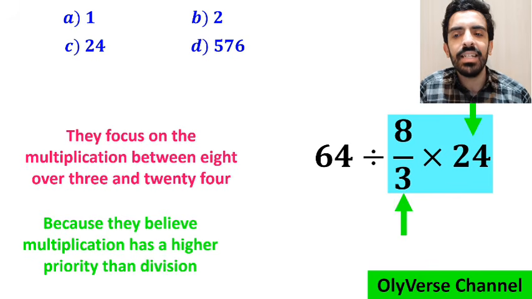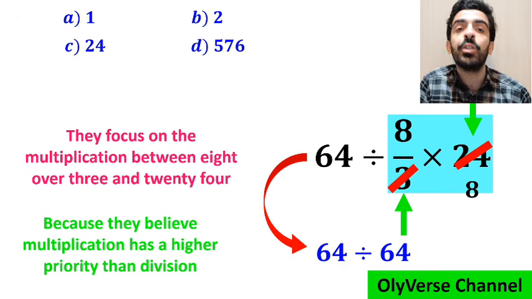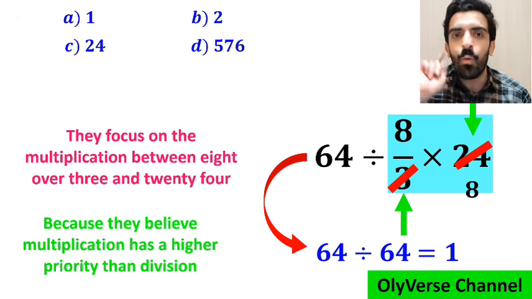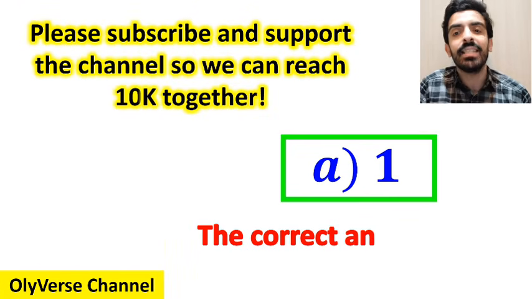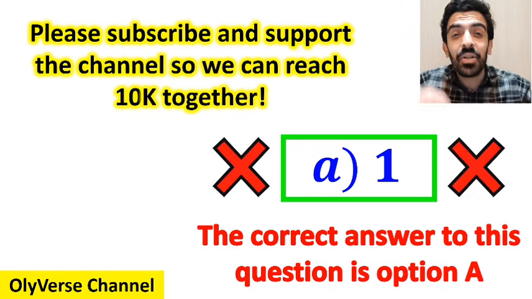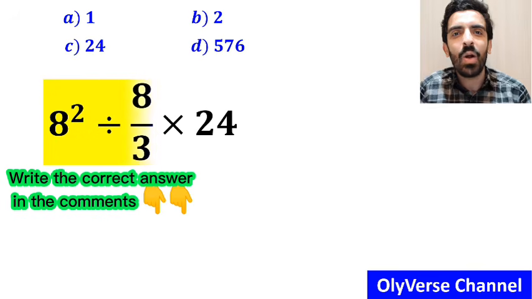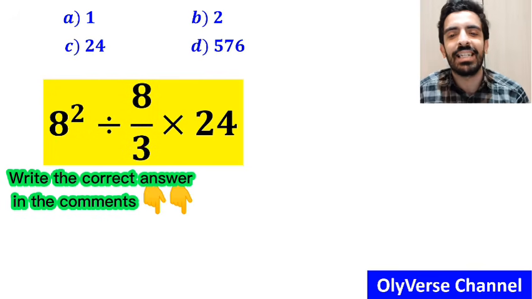As you can see on the screen, they simply cancel out 24 with the 3 in the denominator, and this expression simplifies to 64 divided by 64, which finally gives them the answer 1. And immediately, they conclude that the correct answer to this question is option A. However, this answer is absolutely wrong. Now let me show you how to solve this expression correctly.